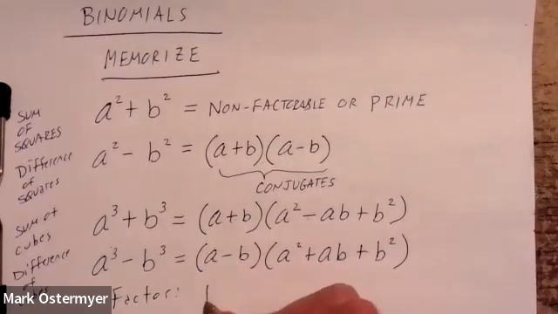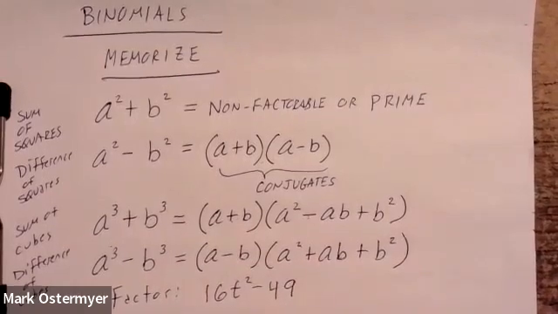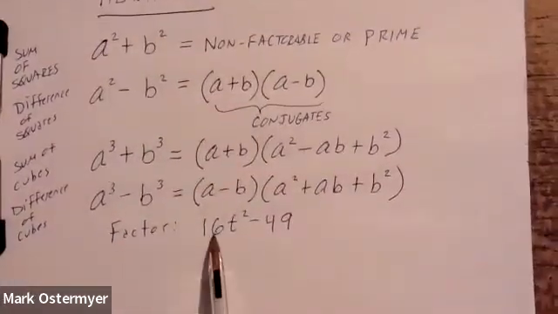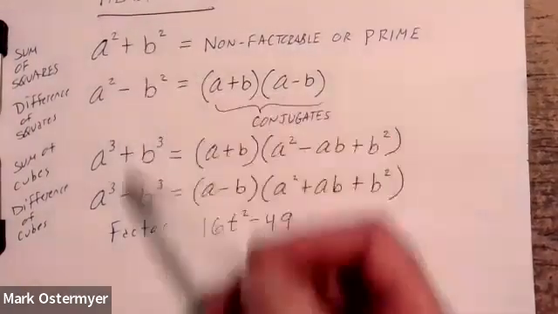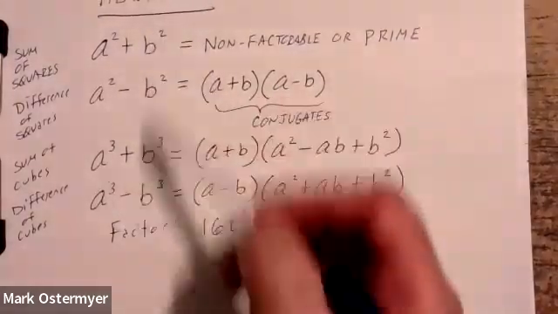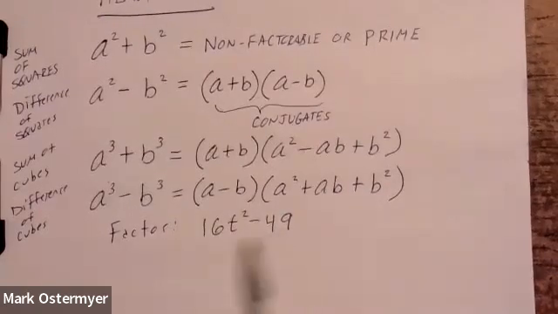Let's try to factor 16t squared minus 49. This is a binomial. We want to factor it. And notice, unfortunately, we cannot factor anything out of both these terms. And so we have to ask ourselves, what kind of a binomial do we have here? Anybody want to weigh in as to what type of binomial we have here? What kind of a binomial is this? Is it maybe the sum or difference of cubes, do you think? Or maybe the sum or difference of squares?